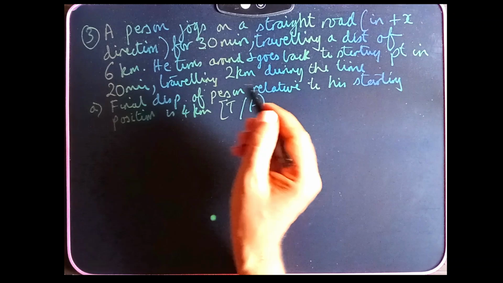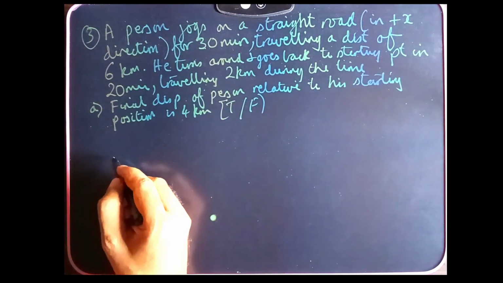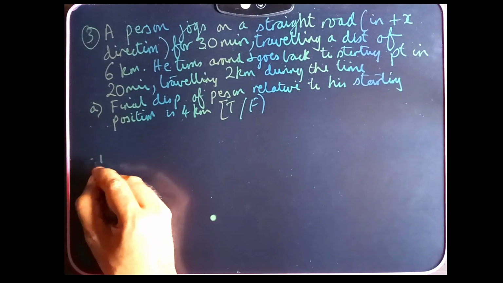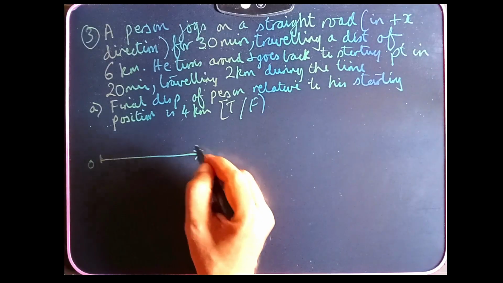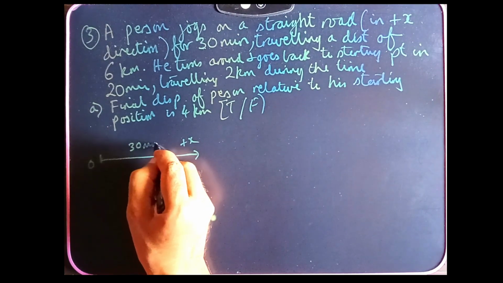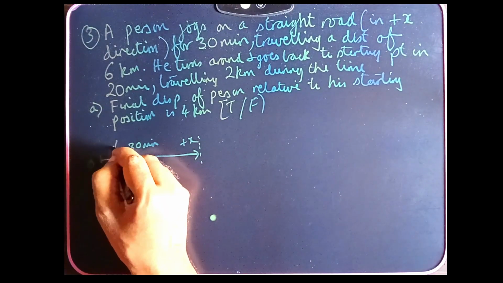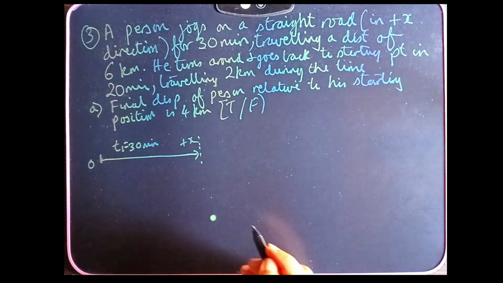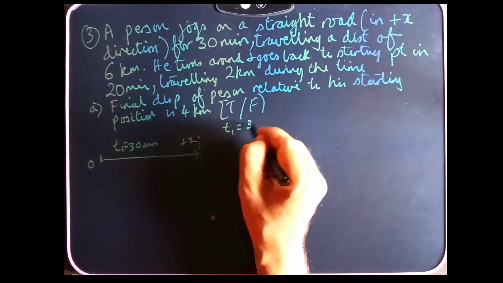So what is given here? A person jogs on a straight road in positive x direction. That means he is going. If I consider this as the origin, he is going on a straight road in the positive x direction. What is positive x? For 30 minutes. He has gone 30 minutes. Okay. Until here, this is t1 is equal to 30 minutes. I'll write it here. T1 is equal to 30 minutes.